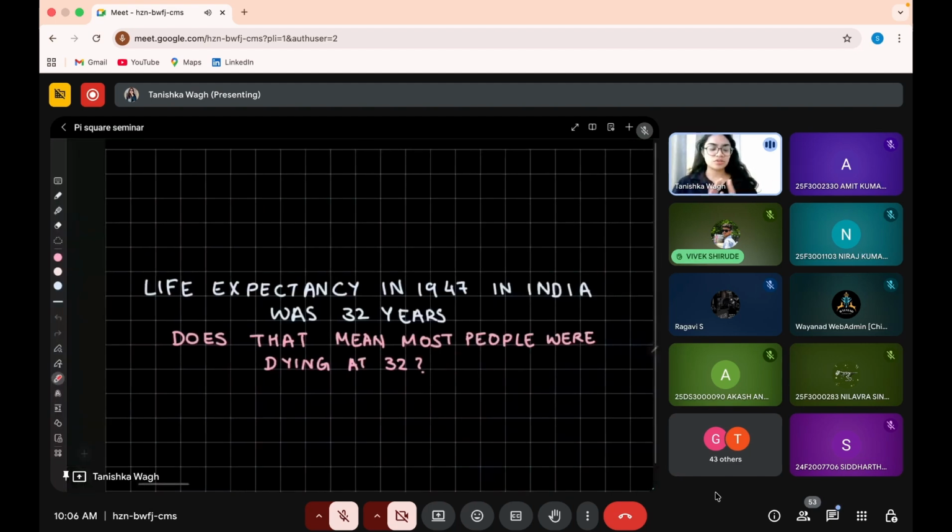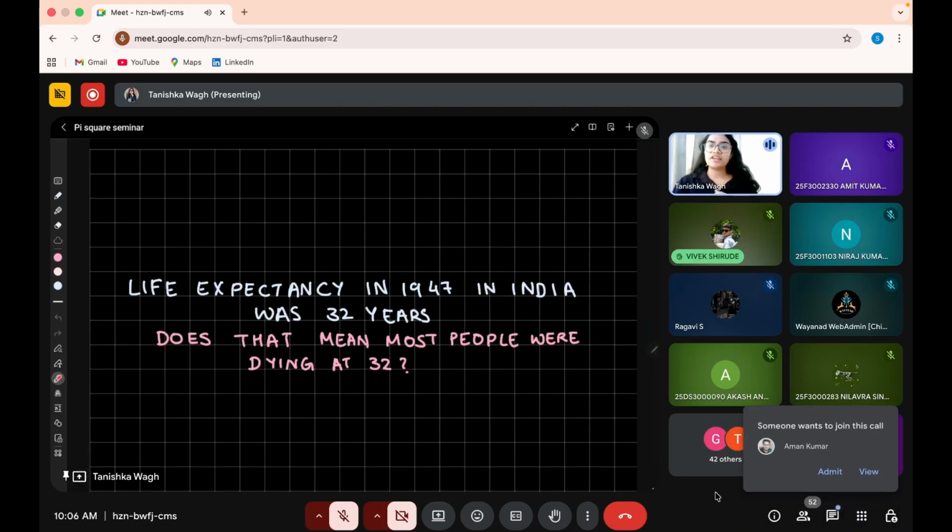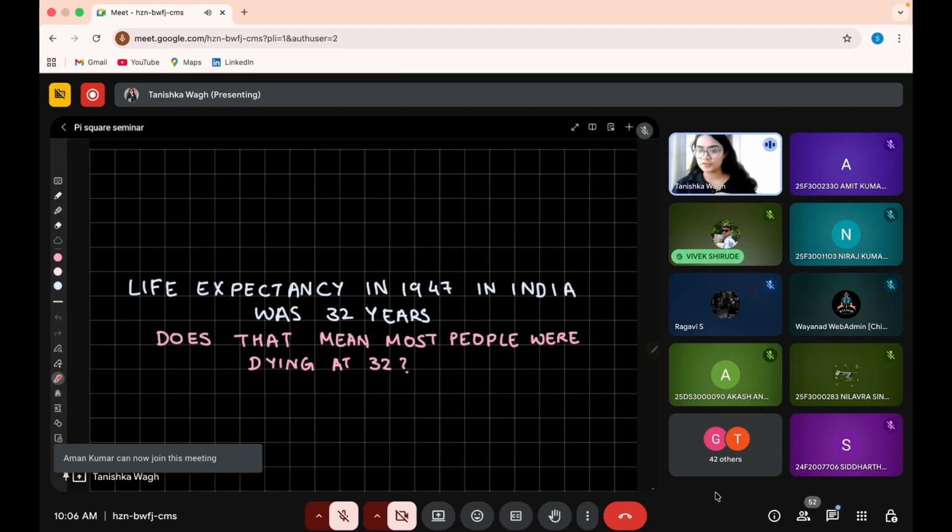So you might have heard this fact that the life expectancy in 1947 in India was 32 years. Every time I heard this fact when I was much younger, I wondered: does that mean 32-year-olds were dropping dead all the time? And I realized that that can't be true, right? So what is happening here?